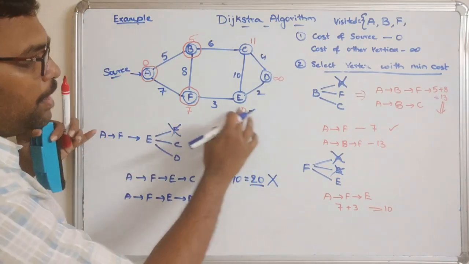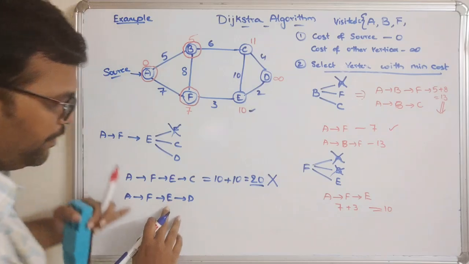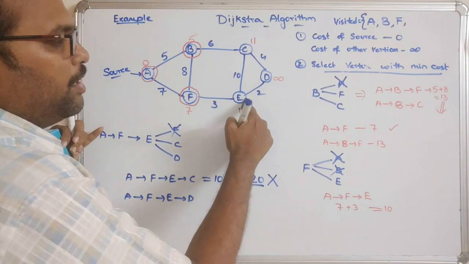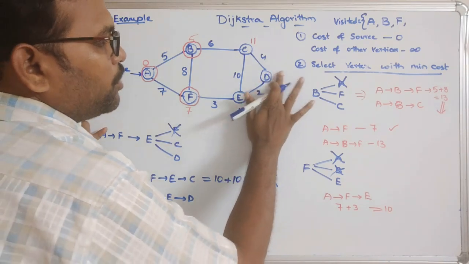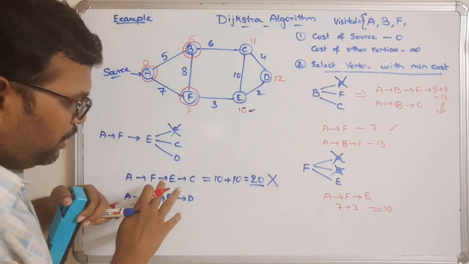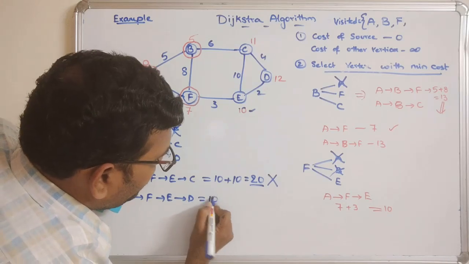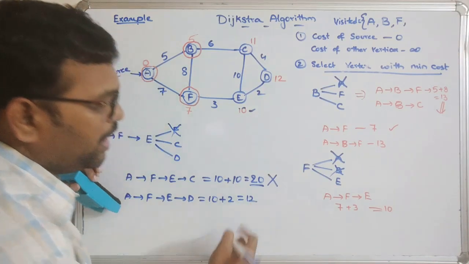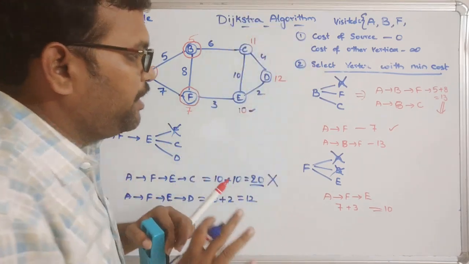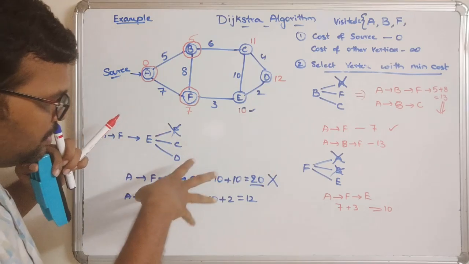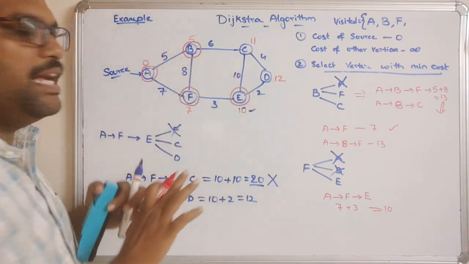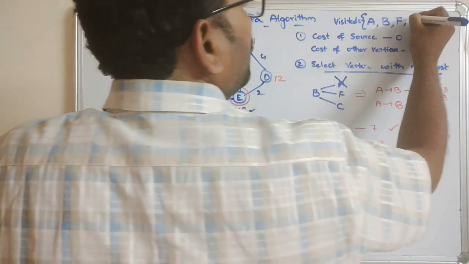Okay. Now coming to E to D. Already 10 is the cost to reach up to E, and to D it will be 10 plus 2, which is 12. So update this with 12. And 12 and existing infinity, the minimum will be 12. So we are updating here. Any other edges? No. So obviously we can select E as visited.